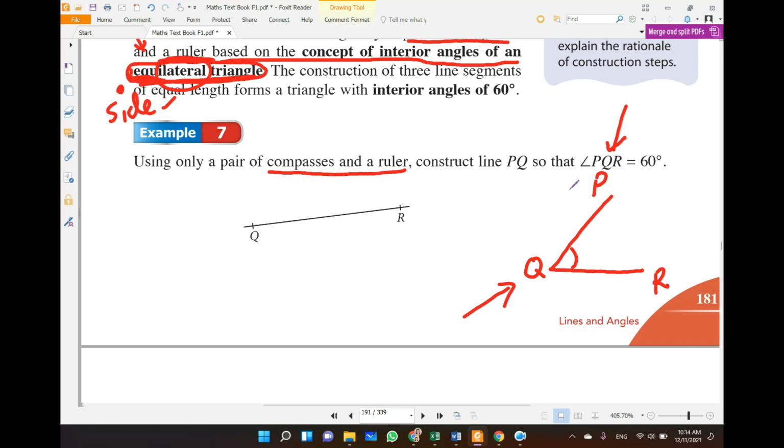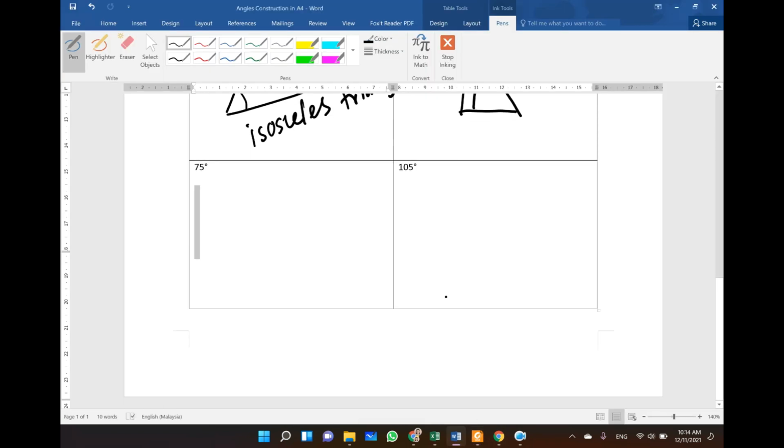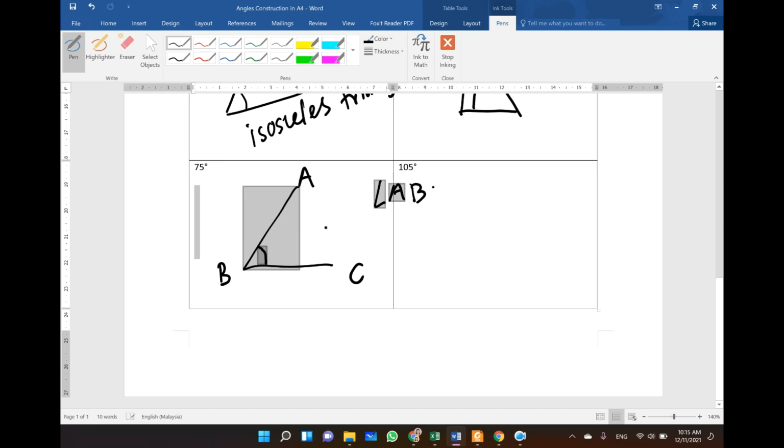I will use the word here, it will be easier for me to write and draw. So for example, I draw one triangle like this. A, B, C. Can you name this angle here? I want at least 3 names. Very good. Angle ABC, angle CBA, and angle B. Okay, so very good.